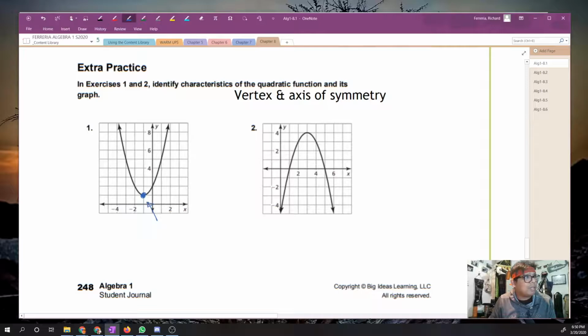That's the vertex, the most important part of the parabola. This right here, if I can get a straight line, that's the axis of symmetry, which is a lot to write, really. This is decreasing, and this right here is increasing.